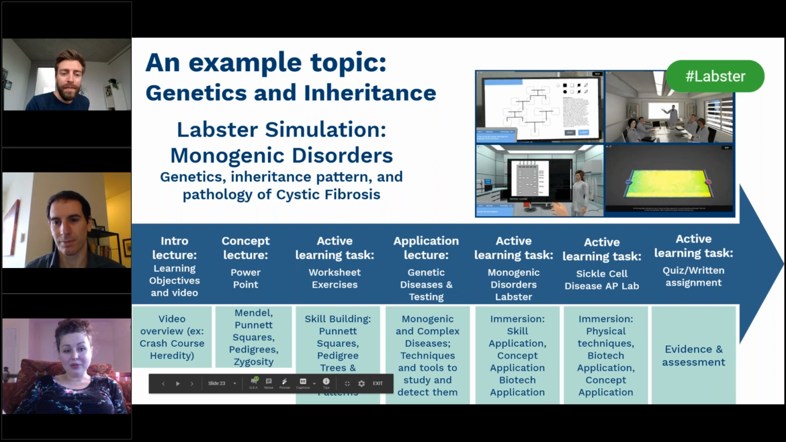Now, Labster, they have the simulations for the pipettes. And it was funny because when we actually did the real sickle cell disease lab, they said, oh, this pipette is just like in Labster. I'm like, yes, great. So it kind of speeds things up for your actual lab for those of you who have limited time with your students.